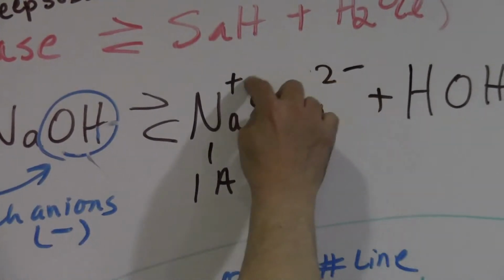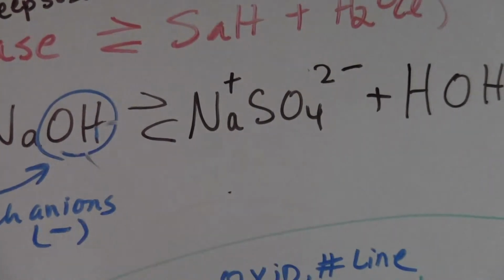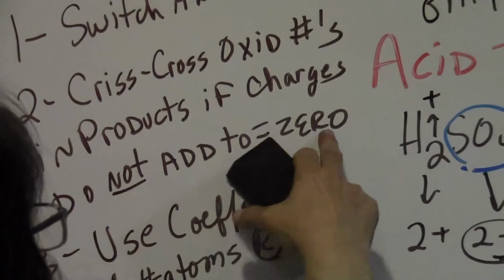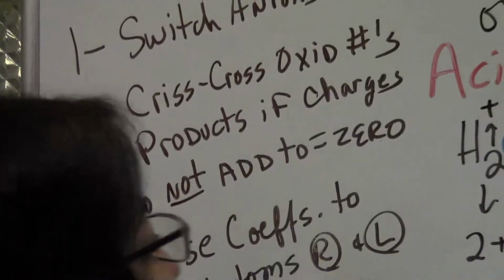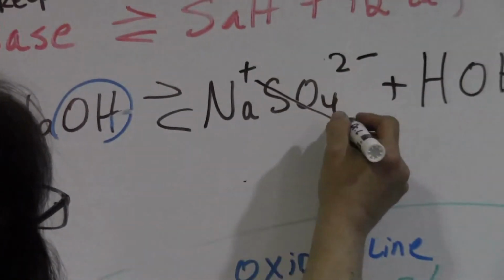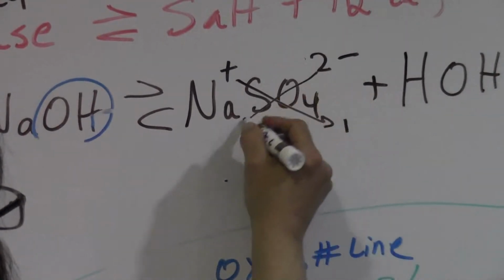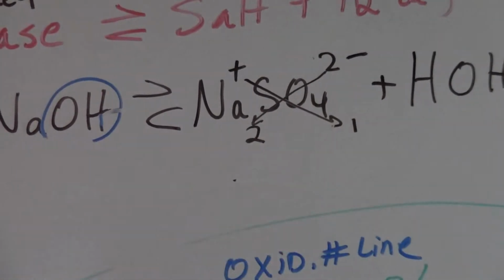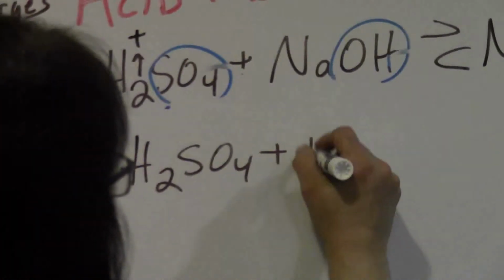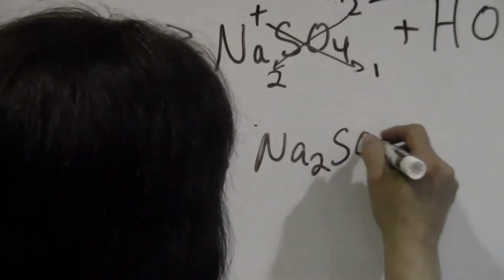Now, do these two numbers in our product add up to equal 0? They don't. Since the oxidation numbers in the products do not add to equal 0, we have to crisscross the oxidation numbers. So what does that mean? It means I'm going to bring this +1 charge down as 1, and I'm going to bring this 2 charge down as 2. So our equation becomes H2SO4, sulfuric acid, plus sodium hydroxide yields sodium sulfate plus water.